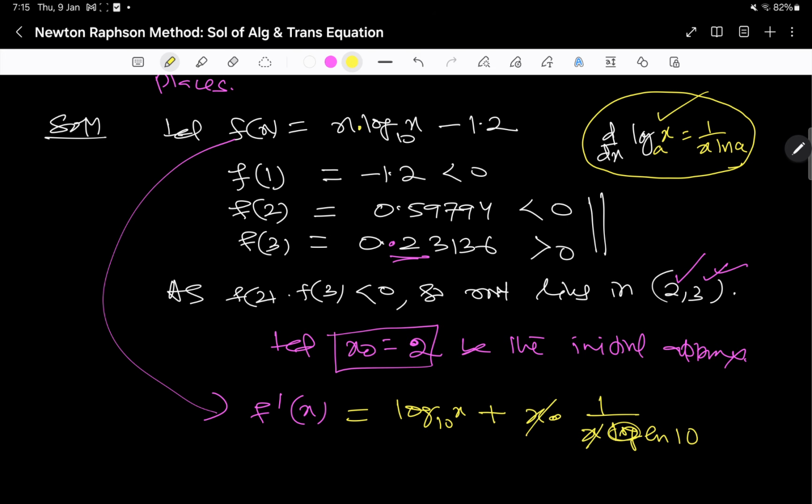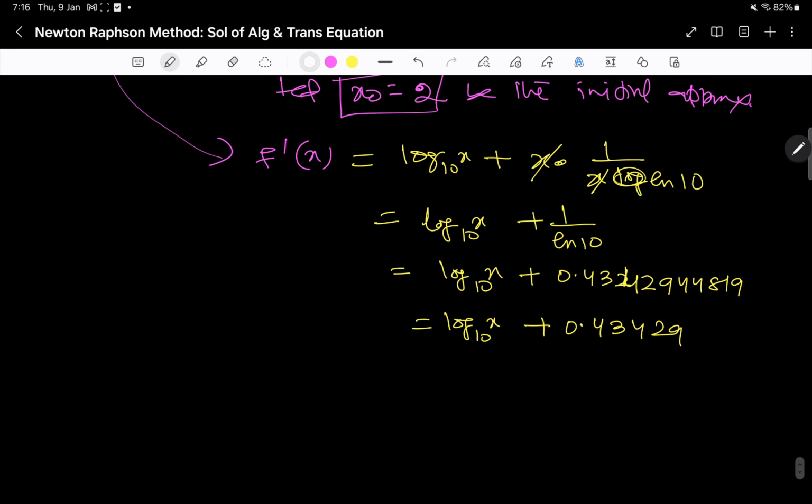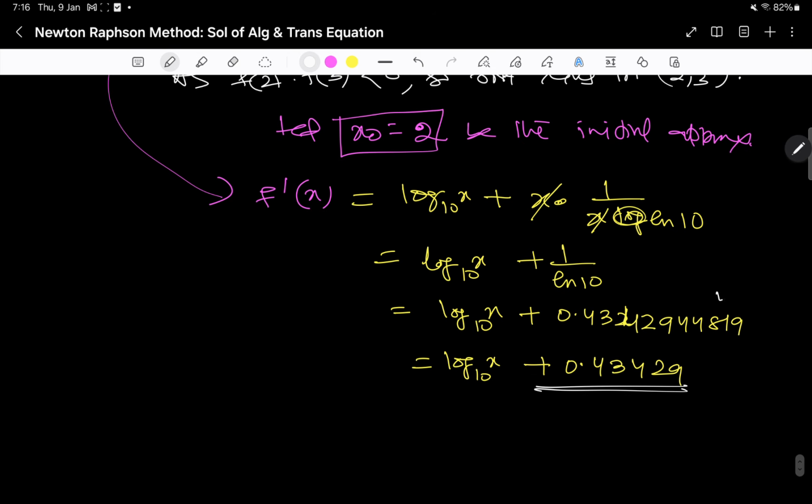So now this x and x cancelled, right? So this is log x base 10, and if I find the value 1 by ln 10, this will be my log x base 10, and my this value will be, now suppose I am taking up to 5 decimal places. Okay, you should take this complete value as per your permissible in your calculator.